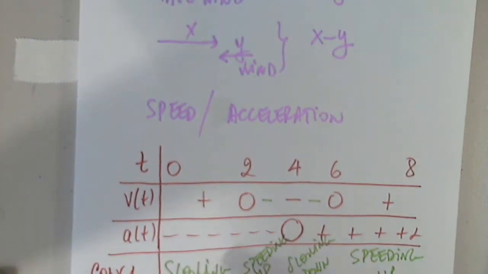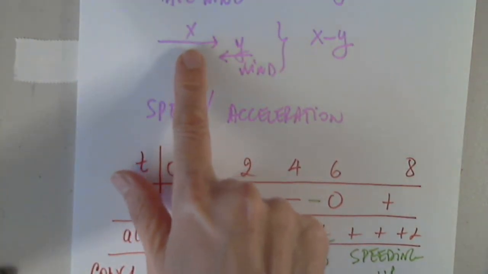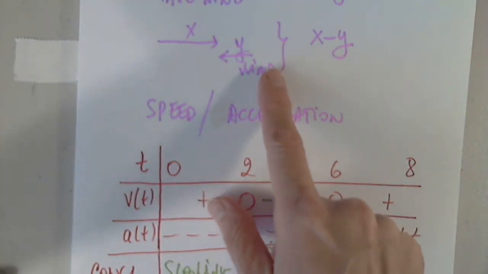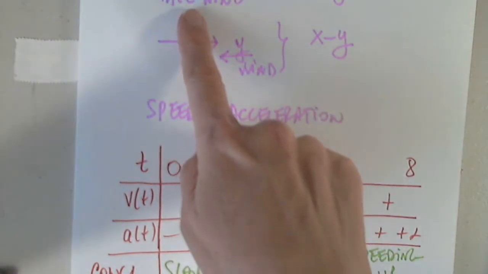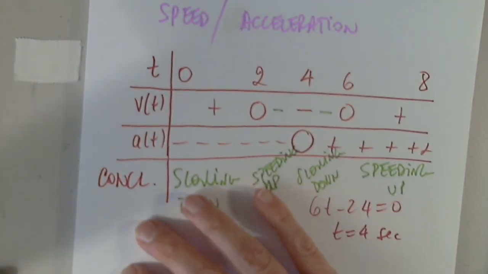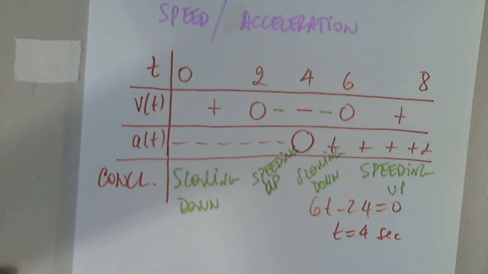Same idea with an airplane and the headwind and an airplane and the tailwind. Same idea. The forces work together to speed up, or they work against each other to slow down.